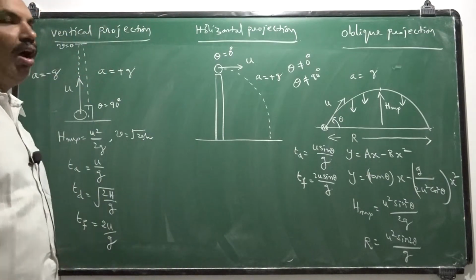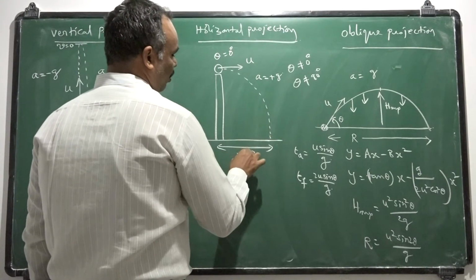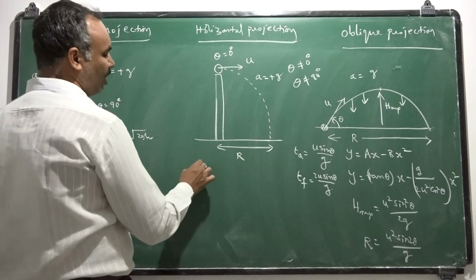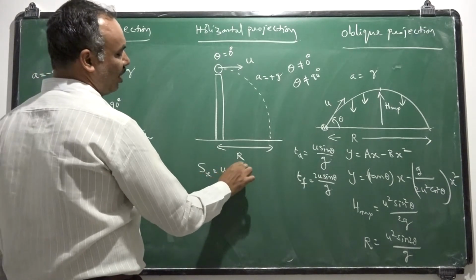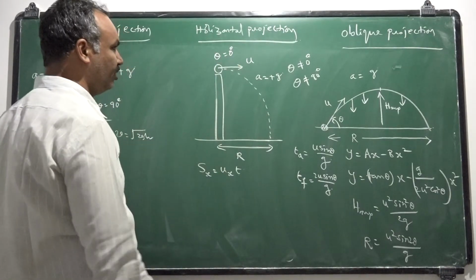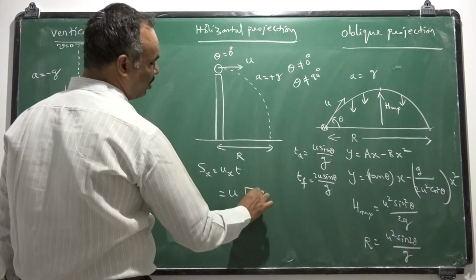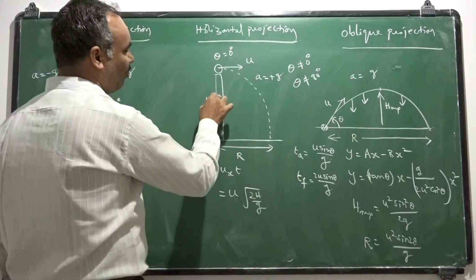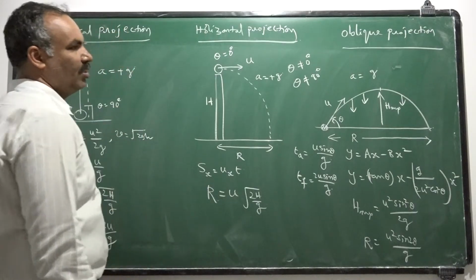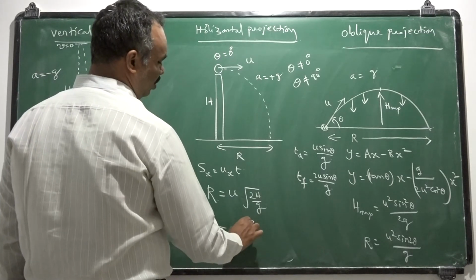Even in case of horizontal projectile, this distance is called range. So range is nothing but horizontal displacement. Whenever you want to find a displacement in x direction, you should take velocity in x direction into time taken. Once the ball reaches the ground, this time is called time of flight, and ux is nothing but u only. U into time of flight, where time of flight you can derive as root 2h by g, where h is the height of the tower from which the ball is thrown. So that horizontal displacement is called range. That is the expression for range. And here the time of flight is given by root 2h by g.